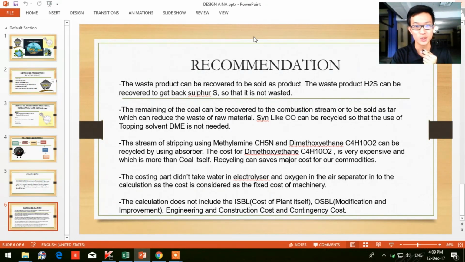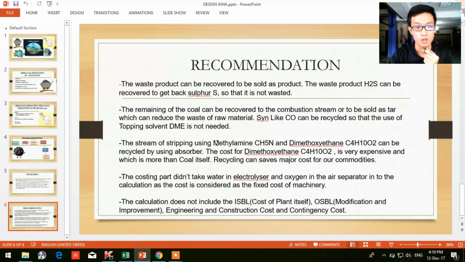As a conclusion, these are the recommendations to generate more product and to be more flourishing in our sales. The waste product can be recovered and sold as a product, such as sulfur. The waste product H2S is actually wasted and should be recovered. Another thing is that the remaining coal can be recovered as well, because the rest of the coal is going to be wasted as slag, which is not good. It can actually generate more methanol by undergoing combustion, or be recovered and sold as tar, which can generate more income for the company.